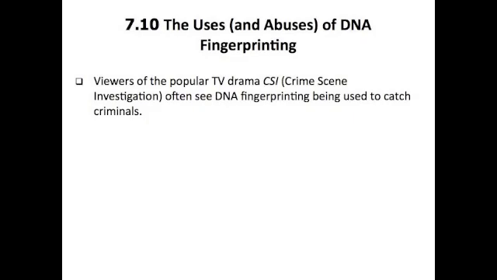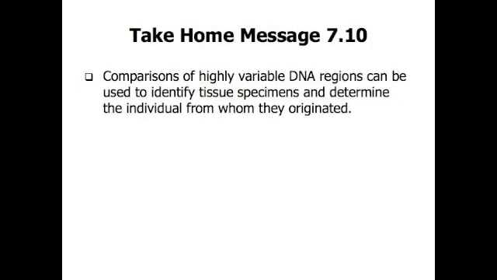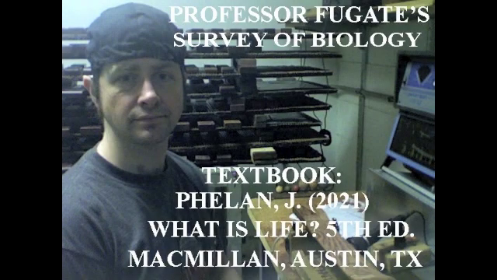And that brings us to our take-home message for Section 7.10. Comparisons of highly variable DNA regions can be used to identify tissue specimens and determine the individual from whom they came.